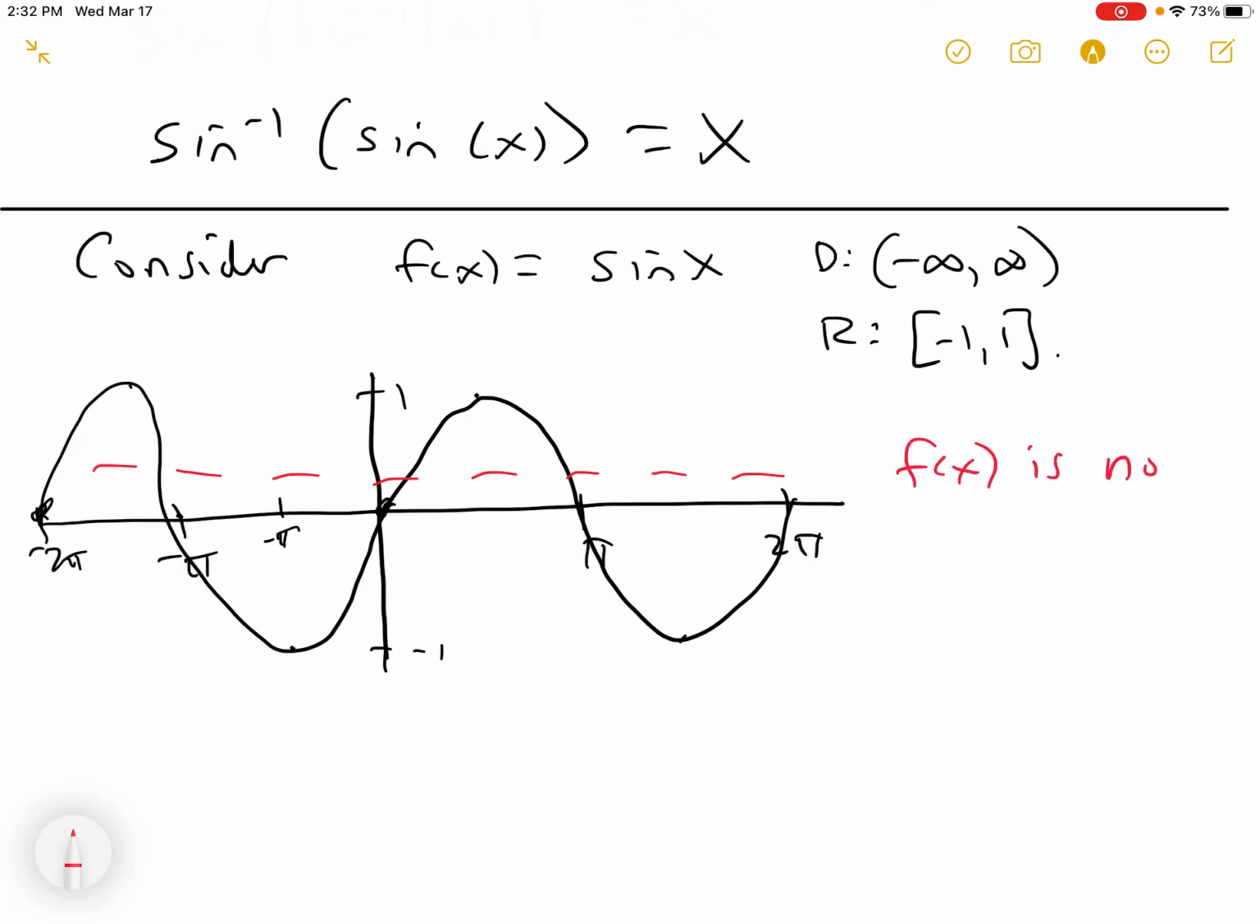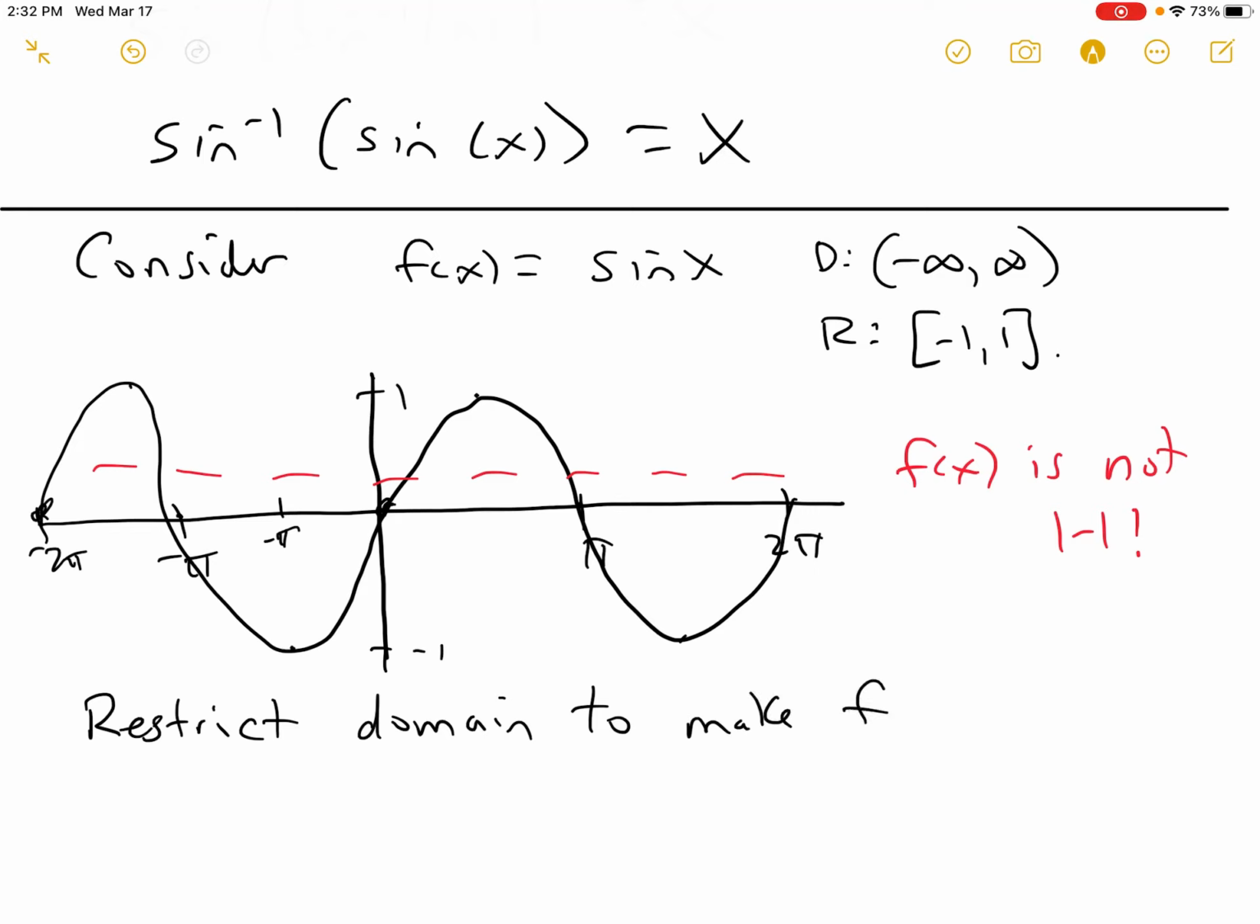Okay, first of all, f of x is not 1-to-1. So if you remember, what we do is we restrict the domain to make f on this restricted domain a 1-to-1 function. And what you want to do is cover the entire range and stay as close to 0 as you possibly can.